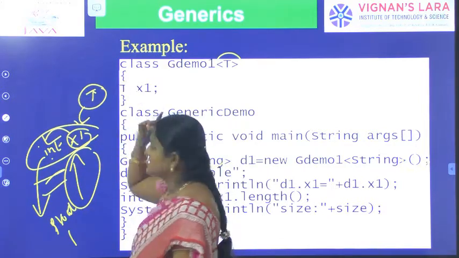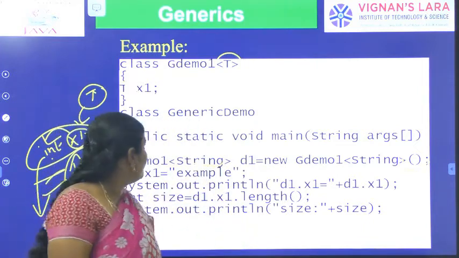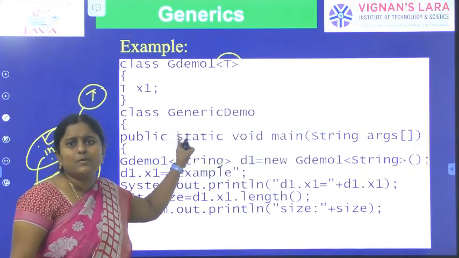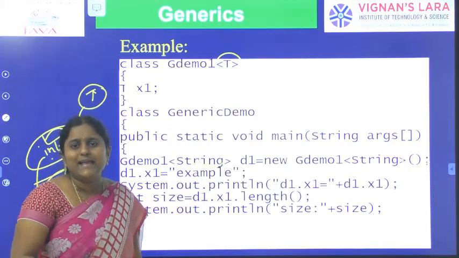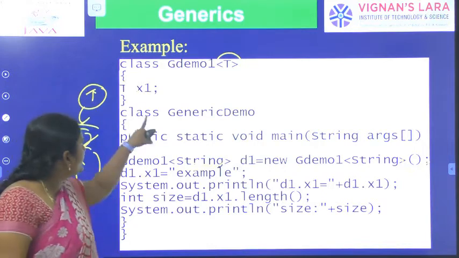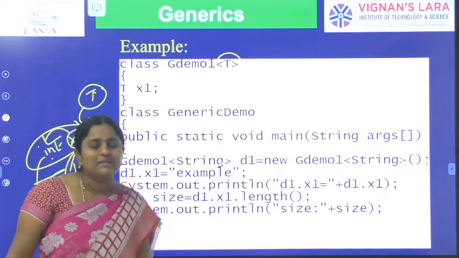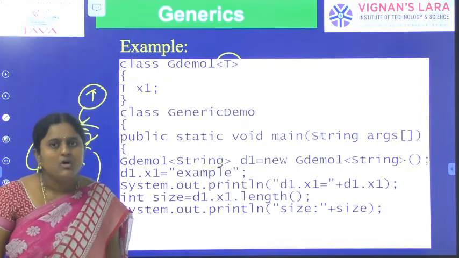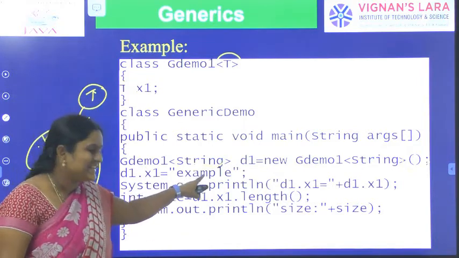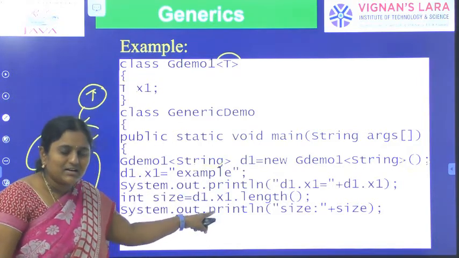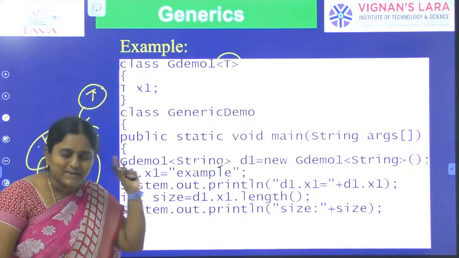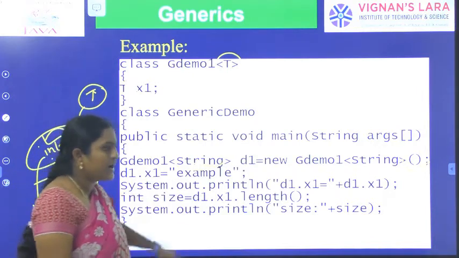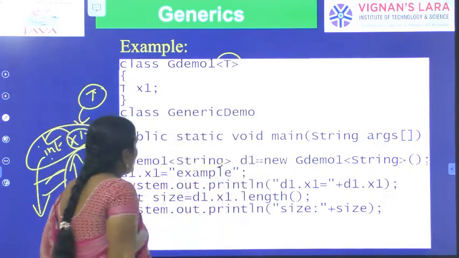But generic has that kind of ability. Generic provides the ability to take multiple data types. So with respect to one variable, we can define multiple data types. A class can have multiple generics. So here GDemo1 String, it is a data type. Whenever we are creating an object of the class, we mention the data type. So here, with respect to the object reference, I am calling the x1 variable.